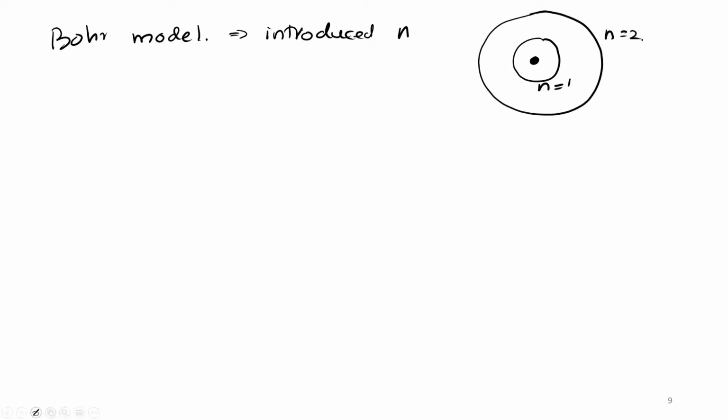And what it means by allowed levels is that if you have your electron like this, the electron can stay either in level 1, n equal 1, or it can go to n equal 2. But it's not allowed to stay in between. It cannot stay in between. So that's what it means by allowed levels. So either one level or the other, not anywhere in between.